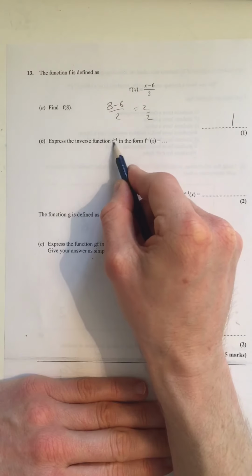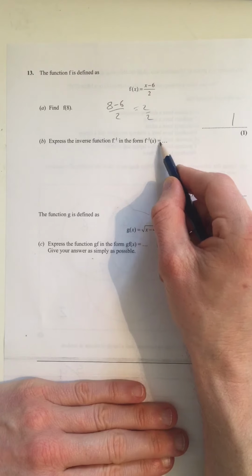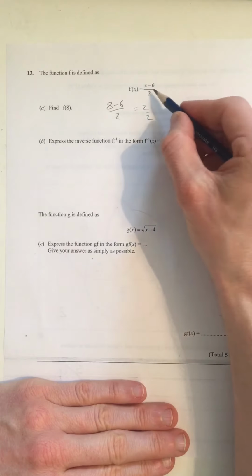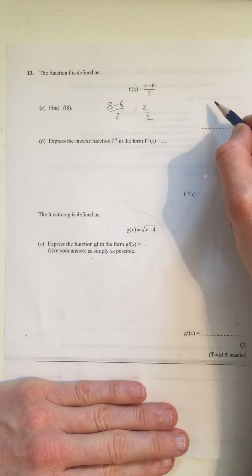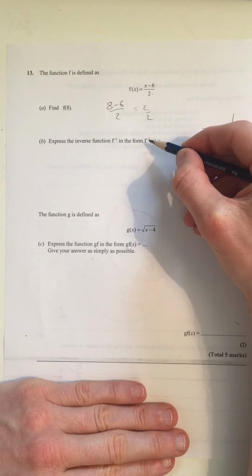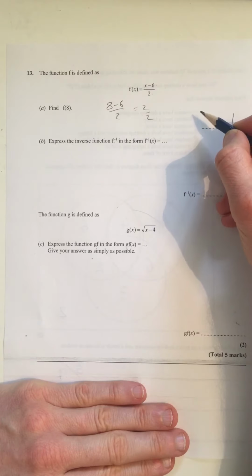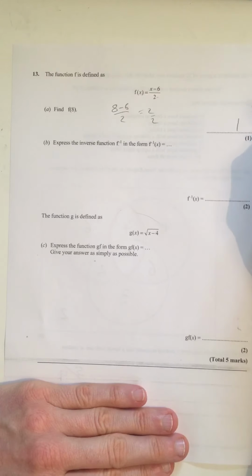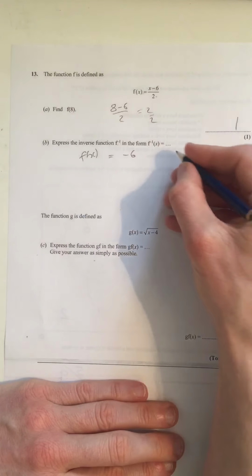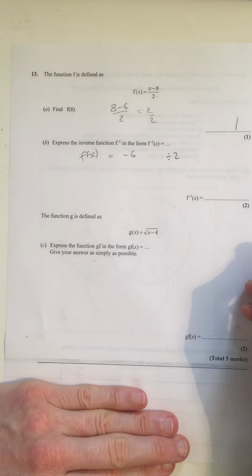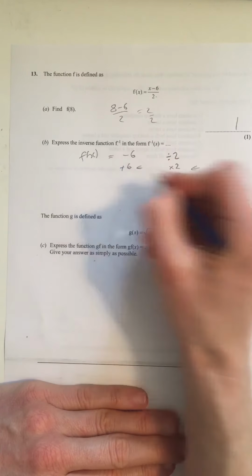Part B, express the inverse function in the form f minus 1 of x equals. So this function here is currently saying to take away 6 and then divide by 2. So if we're going in reverse, if we're doing the inverse function, we're going to multiply by 2 and then add 6. So just to repeat that, the f of x function is saying to take away 6 and then divide by 2. But if we're going in reverse, we're going to times by 2 and then add 6.